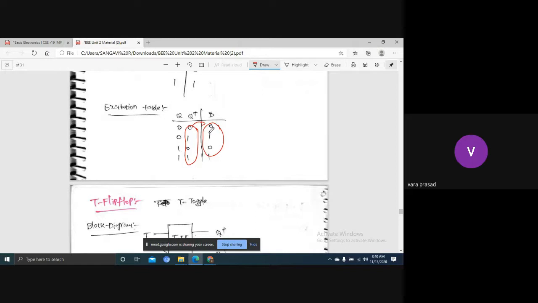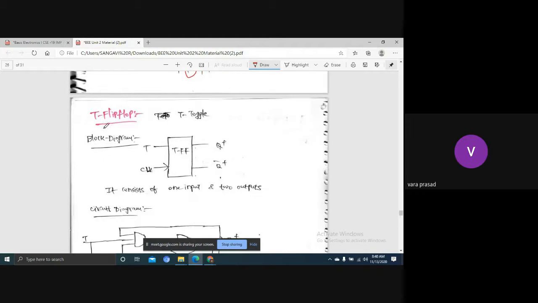Next one, toggle flip-flop. T means toggle flip-flop. How do we need to remember this? See here, toggle flip-flop. It's a JK flip-flop only. This is J, this is K input, and here it is the clock. Here the outputs are Q plus, Q bar plus.